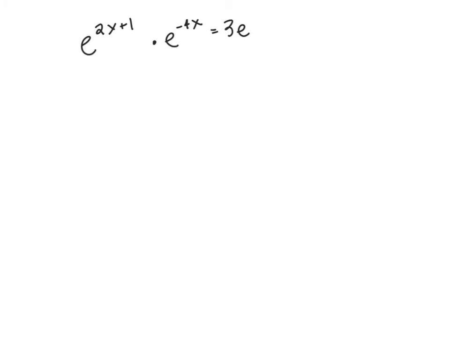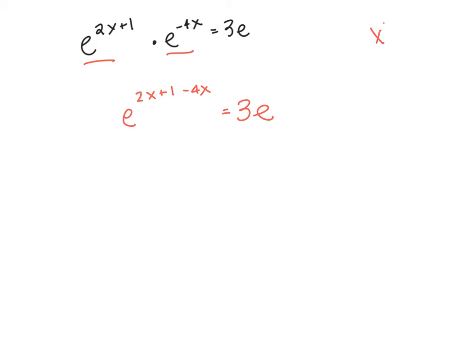For this one, we just have to do a little bit of simplifying first. So since we have two terms with the base of e, we can go ahead and combine those. So remember, when we multiply terms with exponents, you add the exponents together. So when we combine these, we get e to the 2x plus 1, and then we add the negative 4x to it, equals 3e. So you guys did that way back when you dealt with exponents.